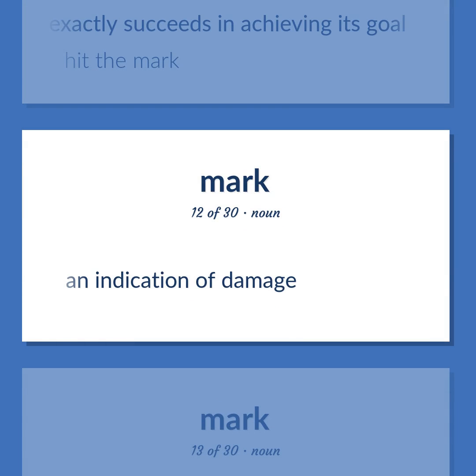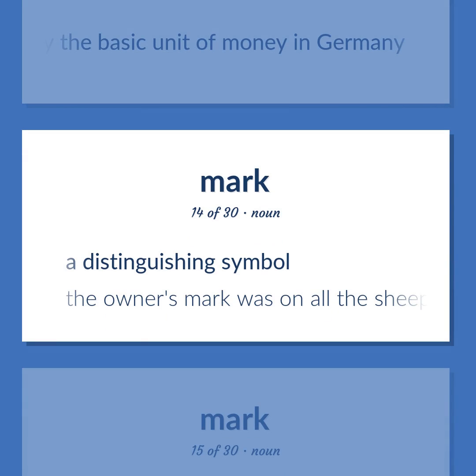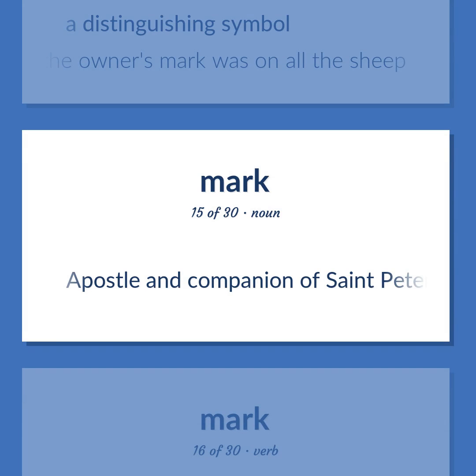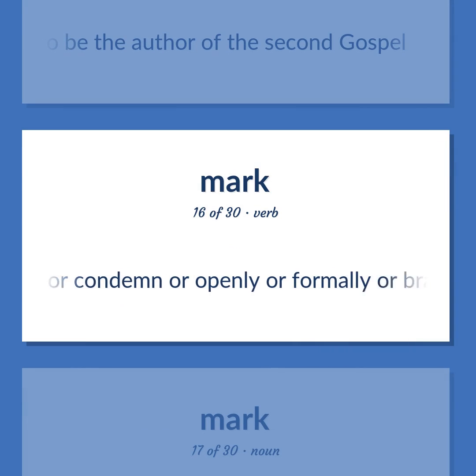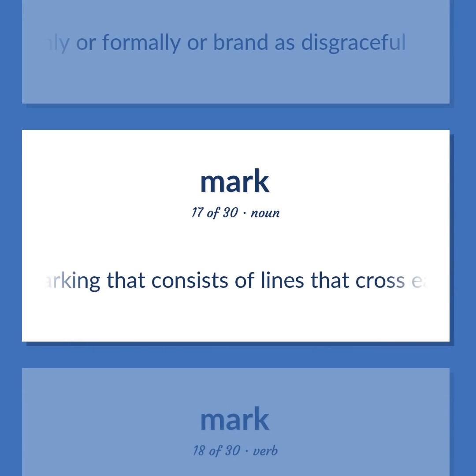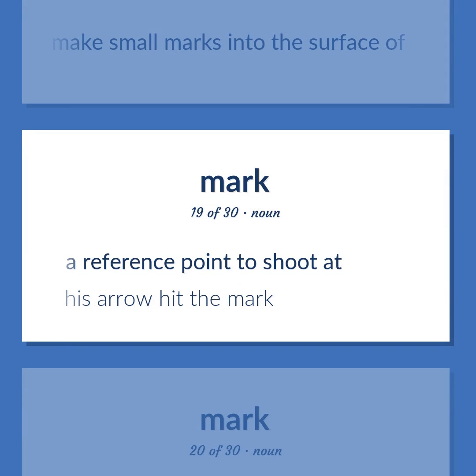An indication of damage. Formerly the basic unit of money in Germany. A distinguishing symbol. The owner's mark was on all the sheep. Apostle and companion of St. Peter, assumed to be the author of the second gospel. To accuse or condemn openly or formally, or brand as disgraceful. A marking that consists of lines that cross each other. Make small marks into the surface of. A reference point to shoot at. His arrow hit the mark.